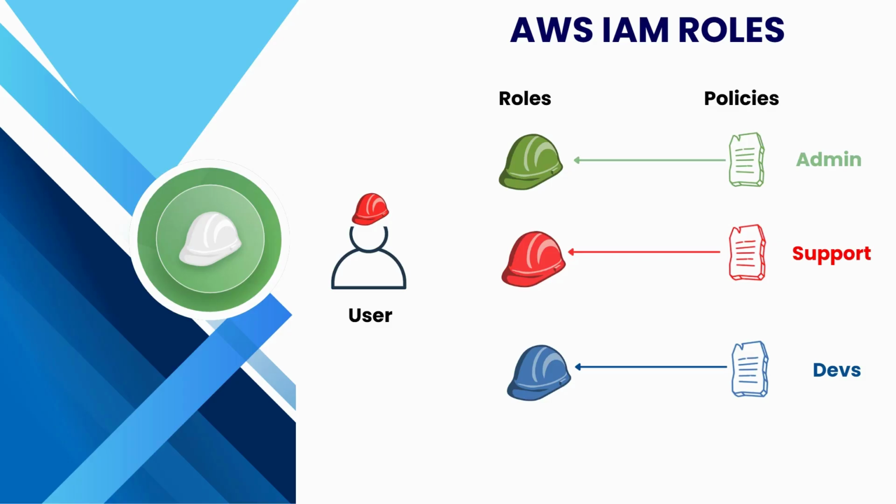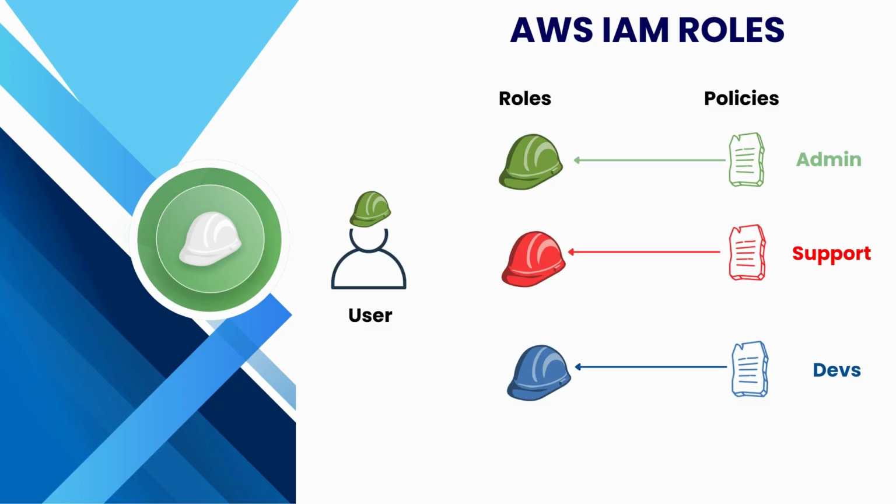Now similarly, if our user needed to perform something else like an EC2 instance boot up or shut down, they need admin access to do this. Well, we can then just take away the support role and temporarily assign him an admin role. Now, something to remember is that not all users can assume every role.